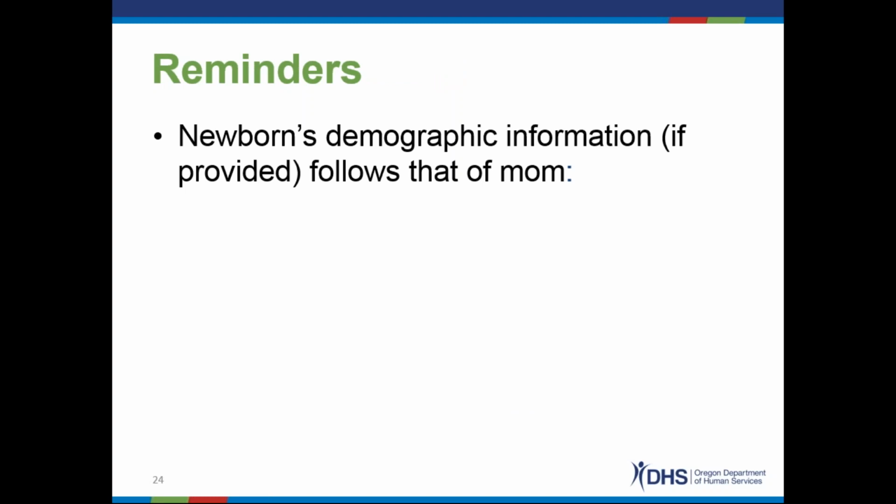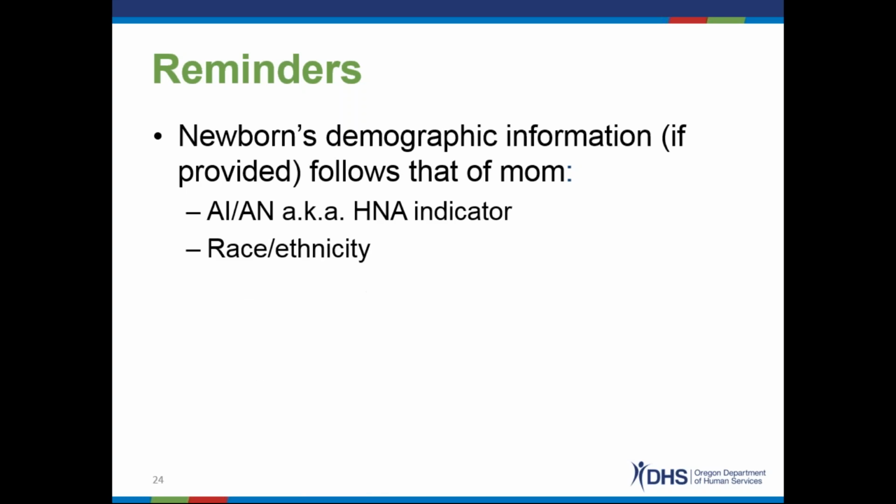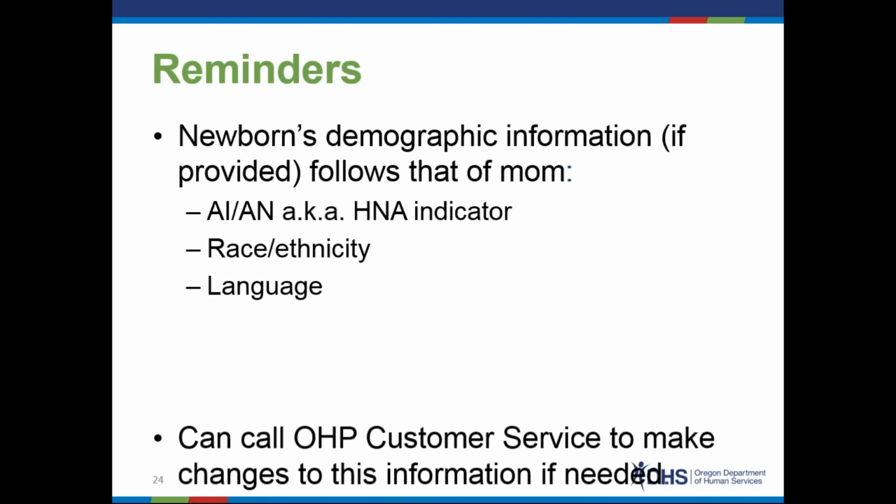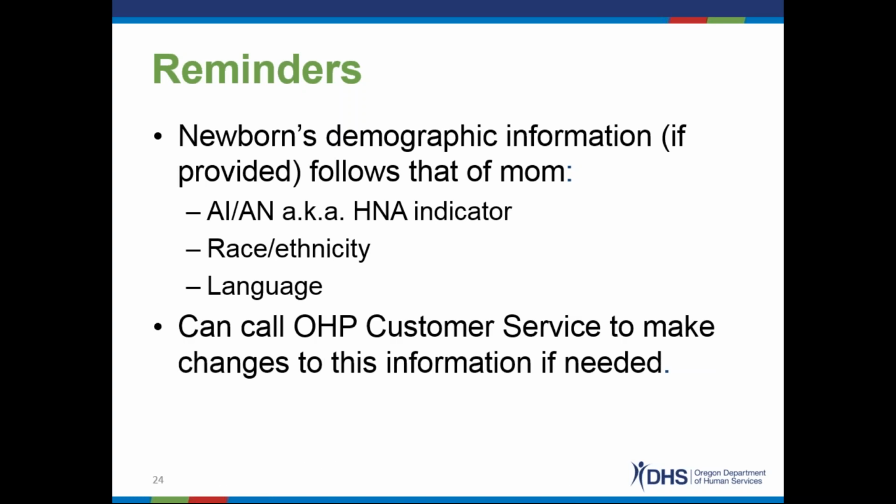So just some general reminders. Newborn's demographic information, if provided, would follow that of mom. So if mom had provided demographic information like American Indian, Alaska Native status, also known as the HNA indicator, if that's provided on the application, then baby would follow that of what mom had indicated, as well as race, ethnicity, and language. But of course, the household can always call OHP customer service to make changes and updates to this information if needed.